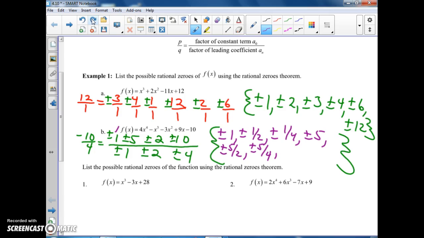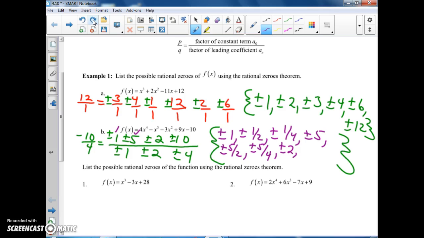Okay, now you got 2 over 1, which gives you plus or minus 2. You've got 2 over 2, which gives you plus or minus 1. Oh, but wait, we've already got that on the board, don't we? So you see that one, we just say, already got that, don't have to write it down twice. We got 2 over 4, which gives you plus or minus a half. Oh, but wait, we've already got that one on the board, don't have to write it down again, makes sense? So all the 2's is taken care of, right?